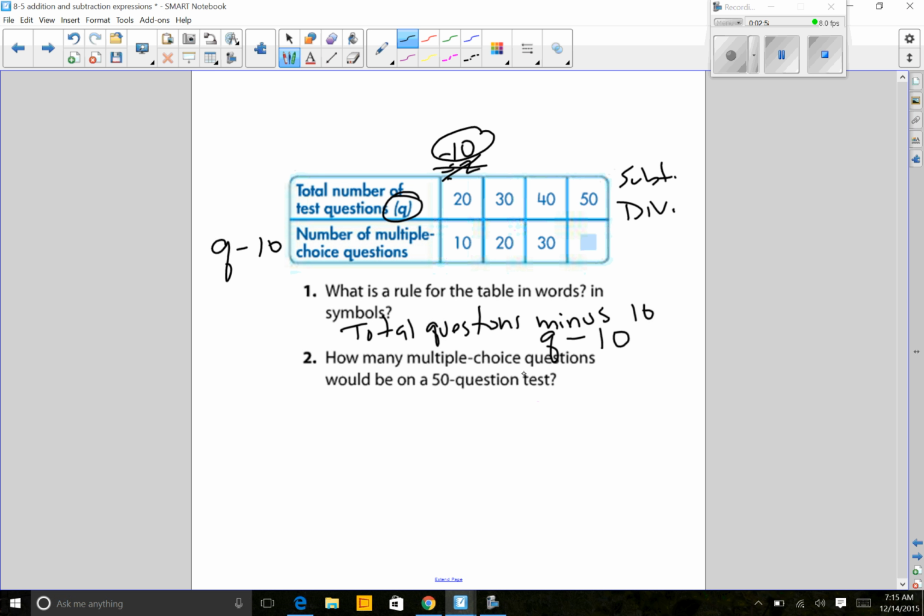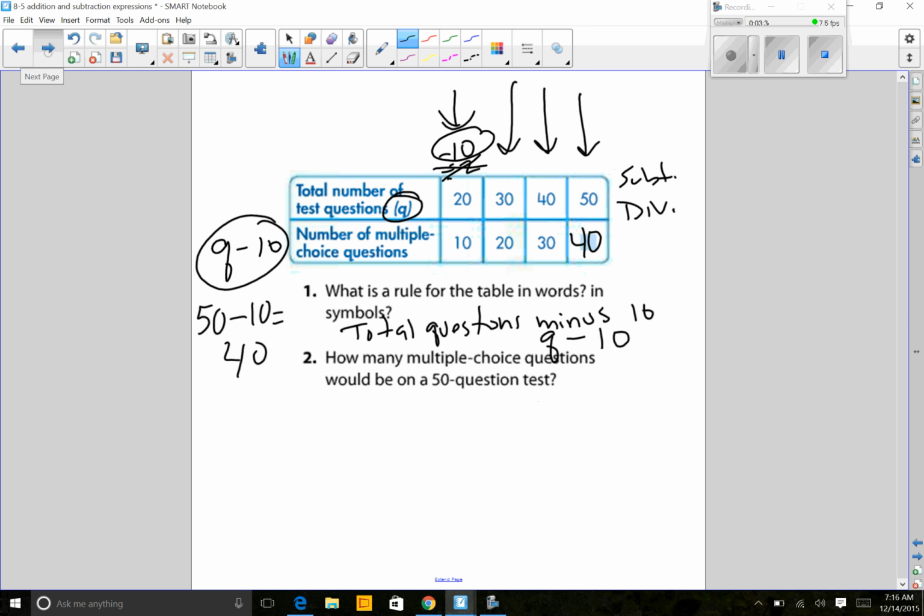So how many multiple choice questions would a 50 question test have? If we pop that 50 into our Q, it would be 50 minus 10, which would equal 40. And it's as simple as that. The thing is, you've got to look at the chart a couple of different ways and try a couple of different sets of data. Each one of these is a set of data, and each one is a pair of numbers. There's a relationship between those two numbers. Figuring out that relationship is what they're trying to get you to do, and then expressing it using a variable.